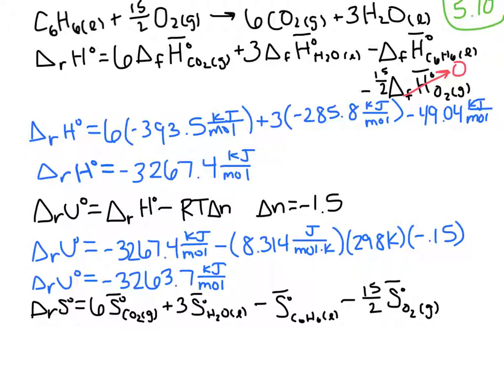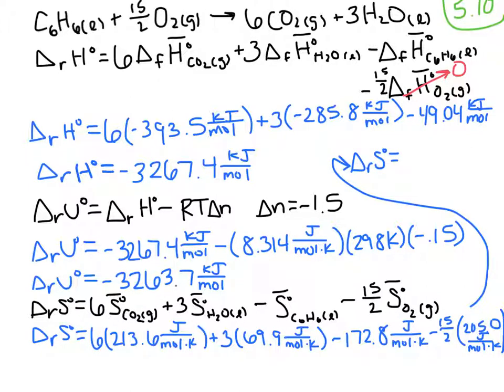We now need to find delta S by subtracting the entropy values of the reactants from the entropy values of the products. When we plug in our values, we end up with a delta S of negative 219 joules per mole Kelvin.